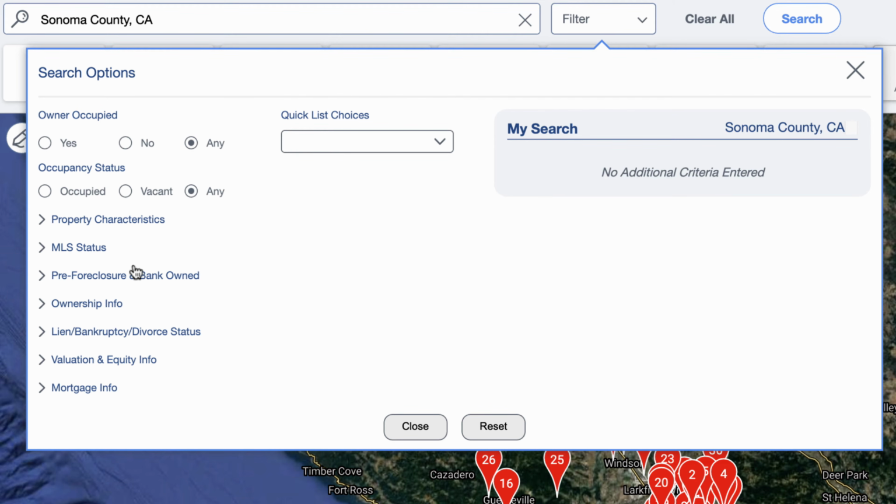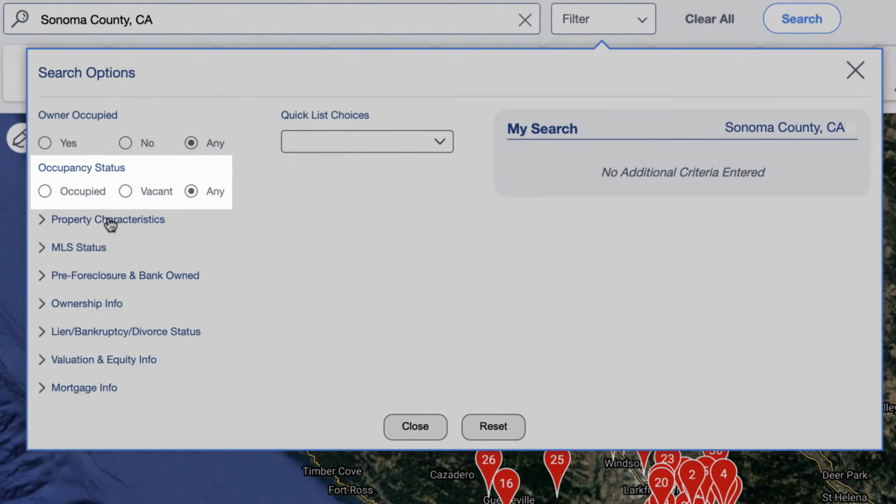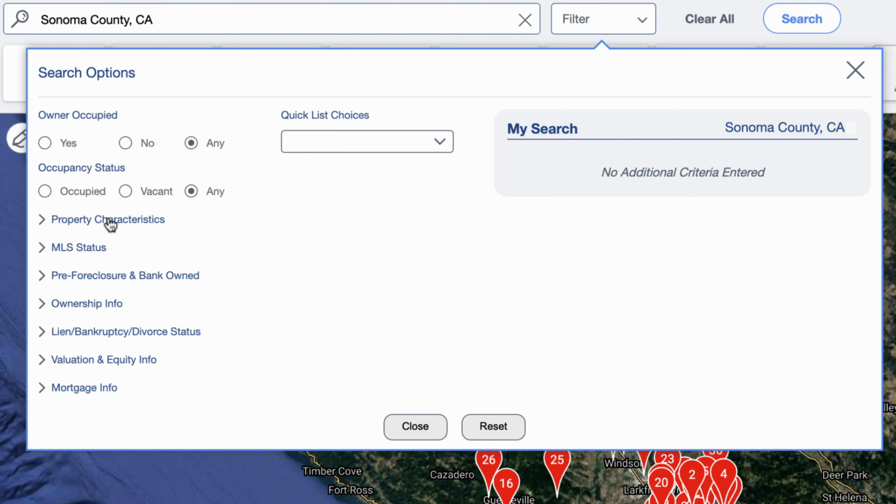When you look at these options over here on the left, we see owner occupied and occupancy status. First off, one thing that confused me a little bit the first time I started using this is that when it talks about occupancy status, what it's talking about here is actually a determination from the US Postal Service about whether or not a person is receiving and responding to their mail. So in some cases, it could mean that the property is literally empty, but not always. It could also mean that a person just isn't answering their mail there.